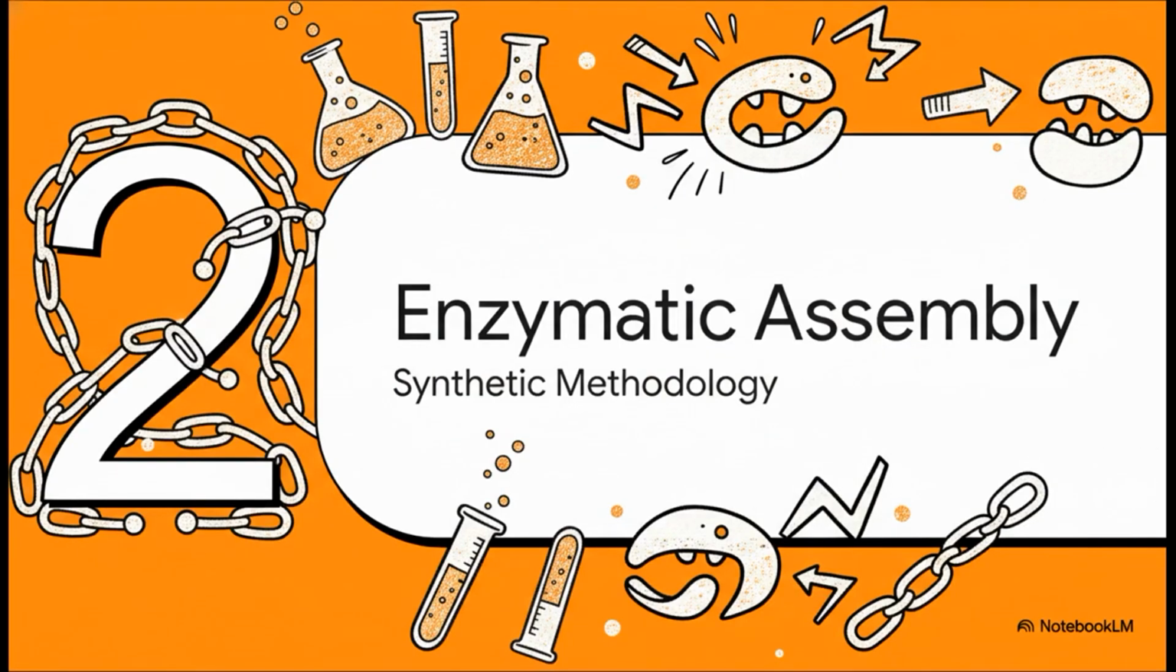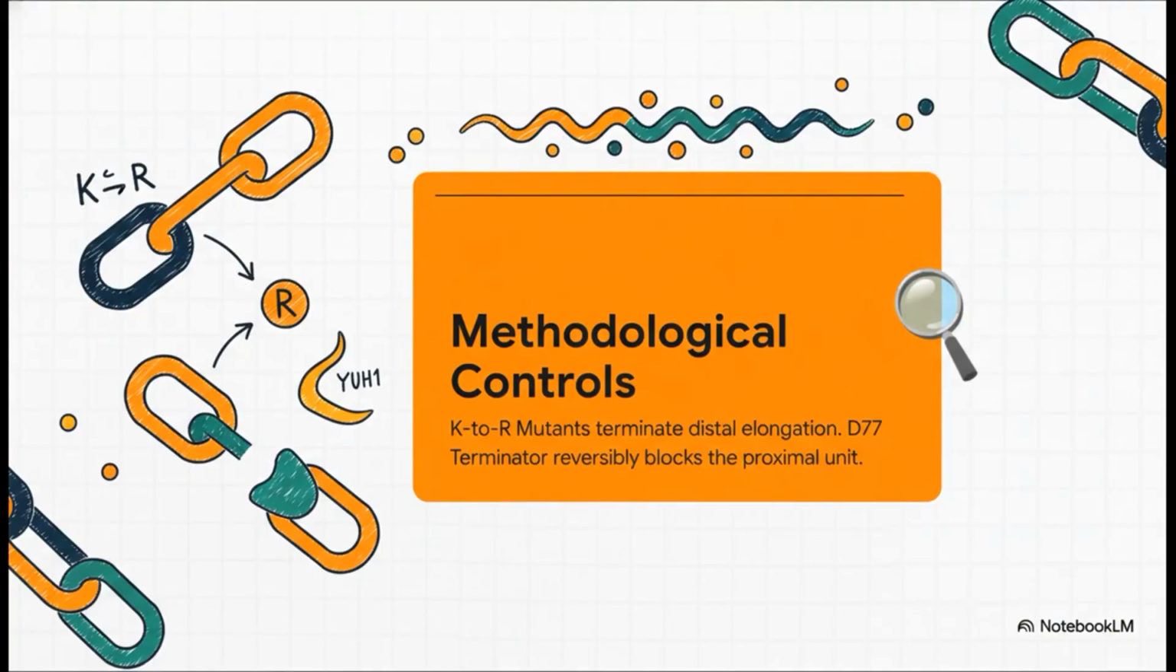So with that kind of complexity, how on earth do you synthesize these chains with any degree of precision? Let's really critique the experimental design and their synthetic methodology. The whole secret to their control really boils down to 2 key tricks. First, they use lysine to arginine mutations on the distal ubiquitin. This K to R swap basically puts a hard stop on chain growth at a very specific lysine. And second, they used a D77 C-terminal deletion on the proximal unit. Think of it as a reversible block that they can just pop off using the enzyme YUH1. This 2-part strategy gave them absolute control over pretty much everything: length, topology, and the exact linkage.